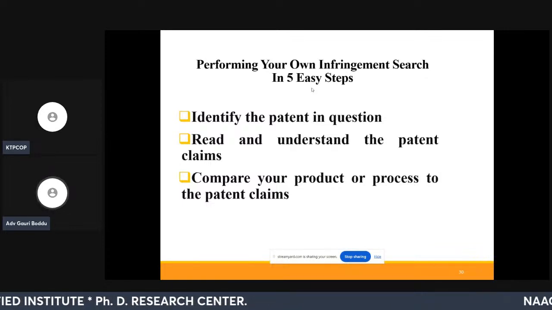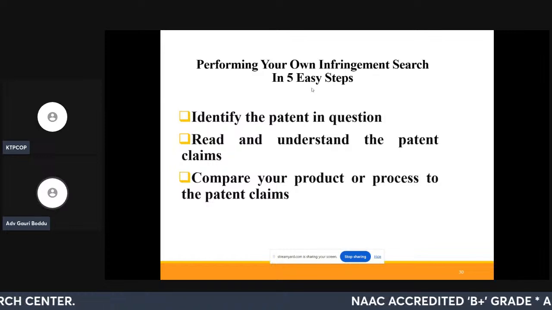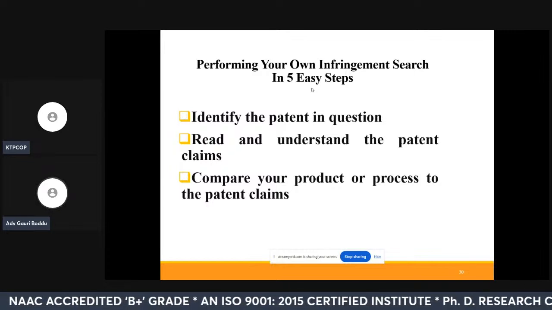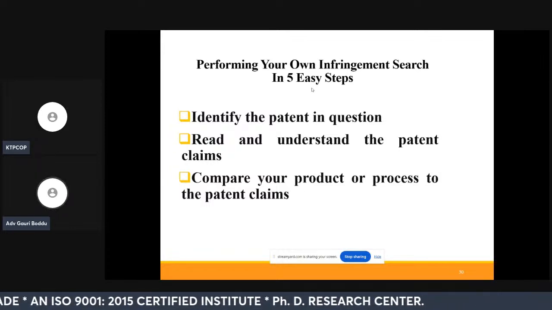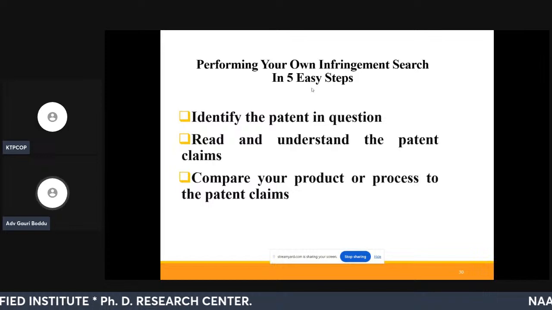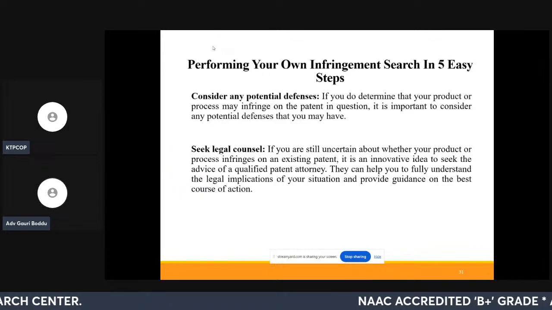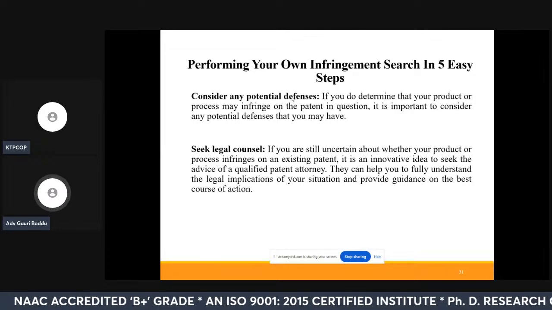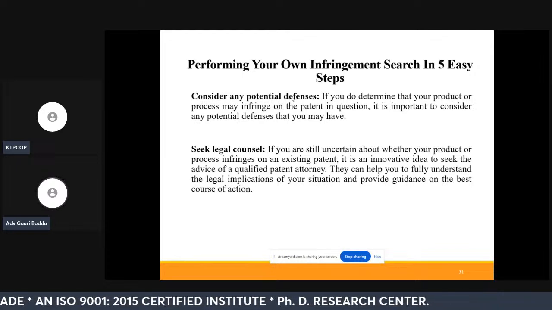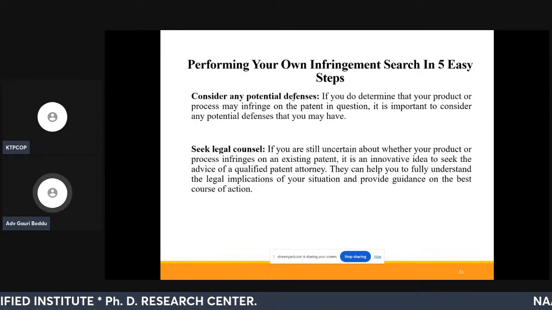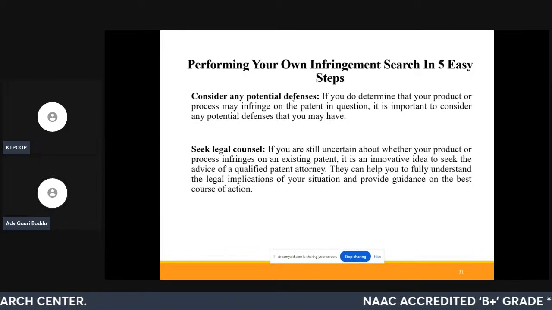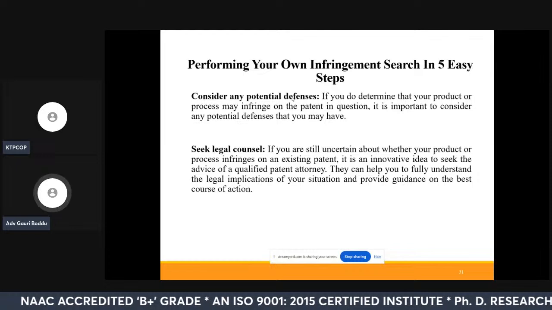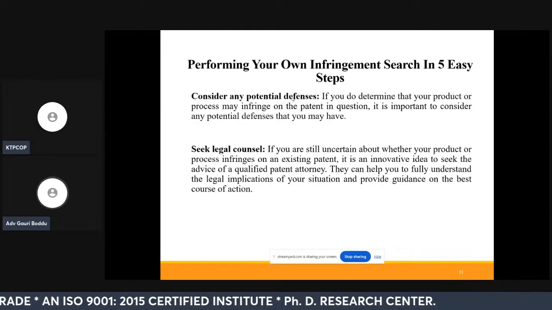So now, compare your product or process to the patent claims. Once you have a true understanding of the patent claims, you can begin the process of comparing your product or process to these claims. This may involve breaking down the claims into individual elements and comparing each element to your product or process to determine whether there is a match. In comparing, we have to check whether our process or product matches the first product which has already been invented and patented.